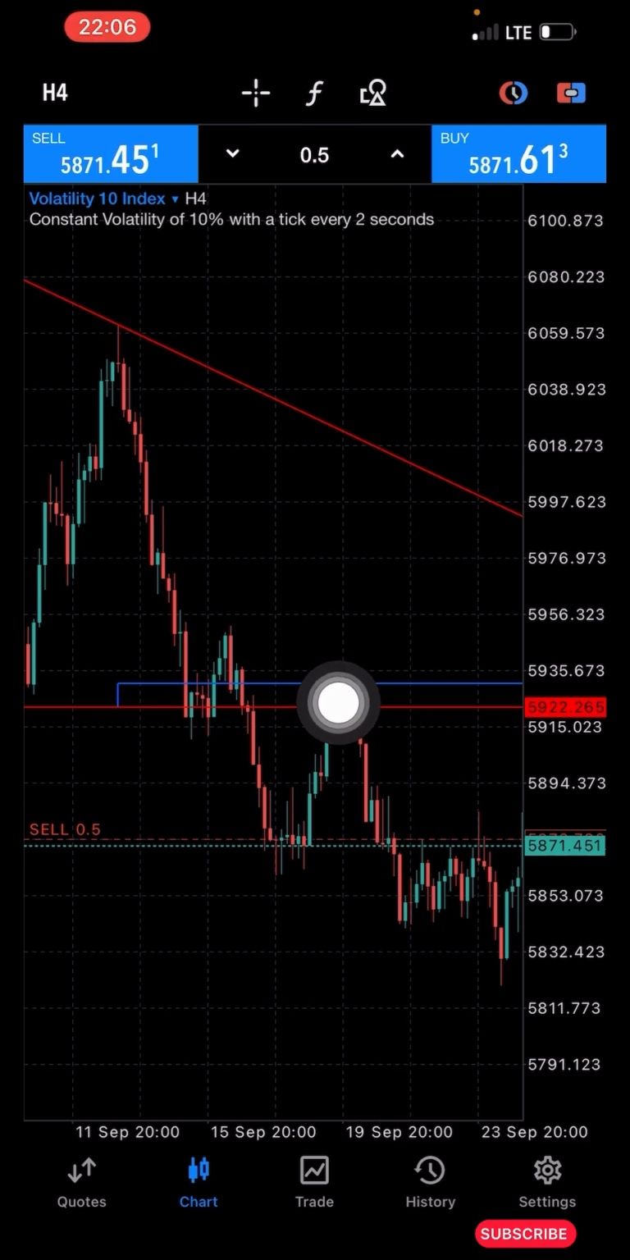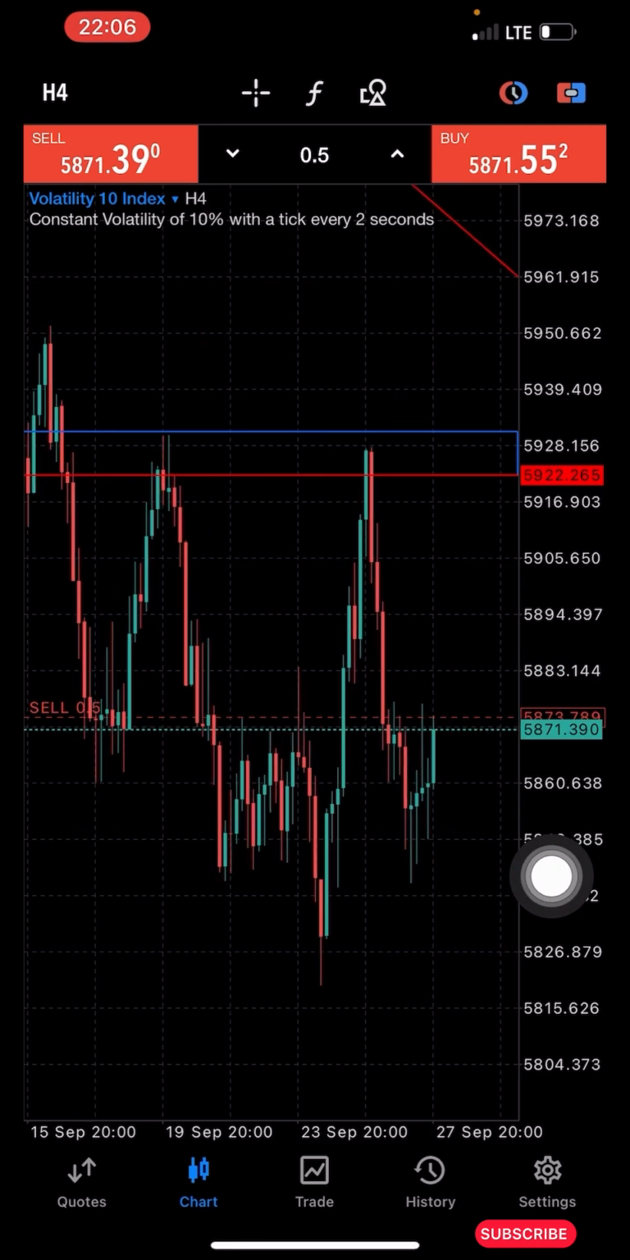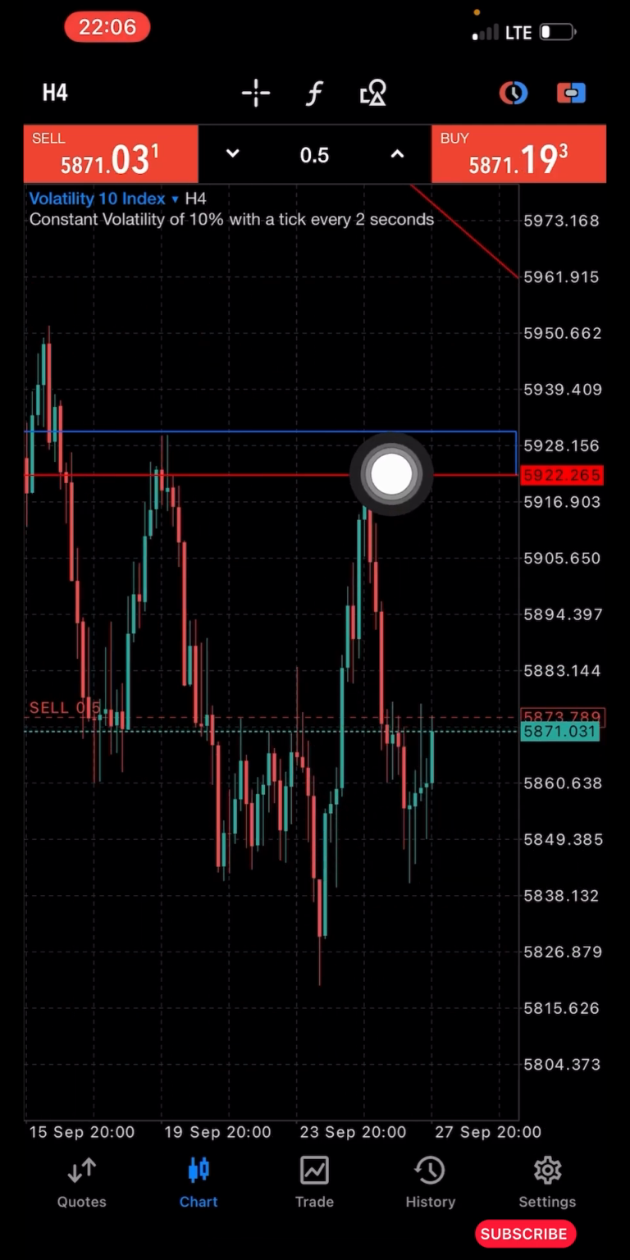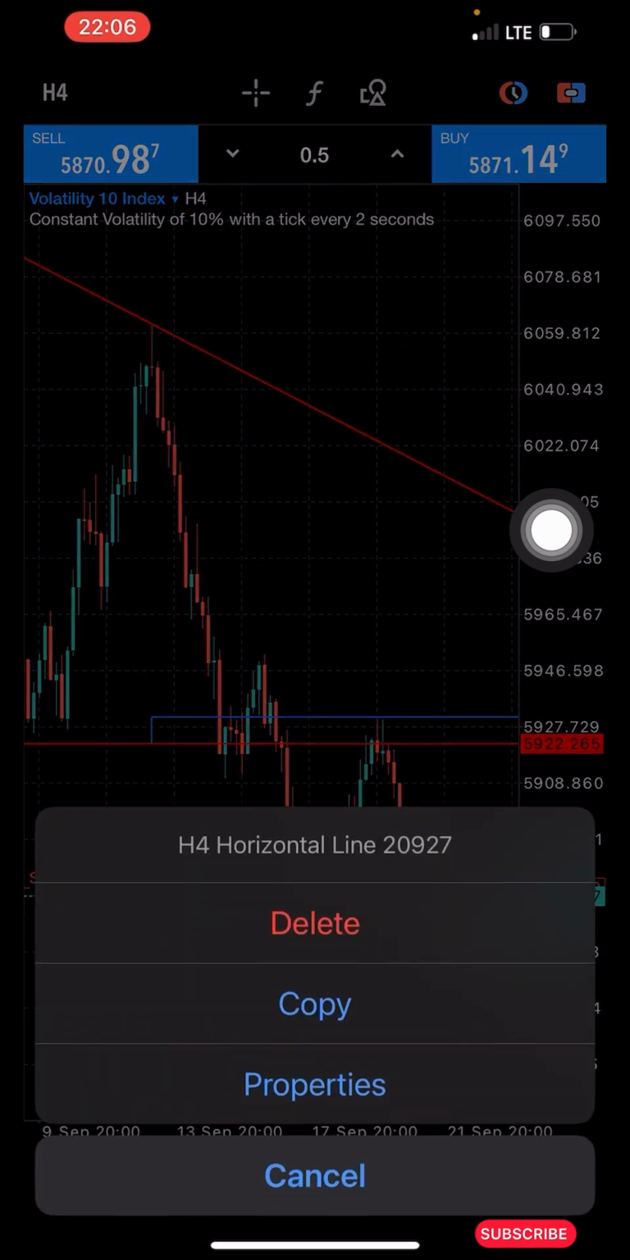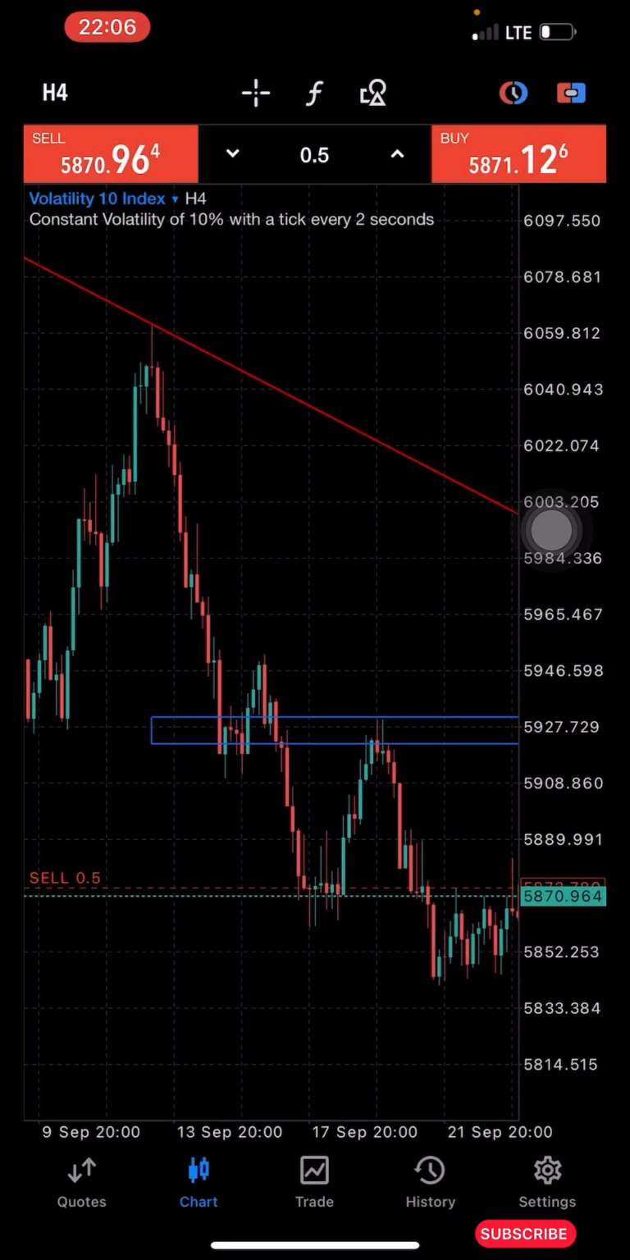You can see it got back to the zone here, which is now a resistance. It was rejected, so you can see the reaction there. It got here again and bounced down. So this is a major support and resistance zone that needs to be taken note of.